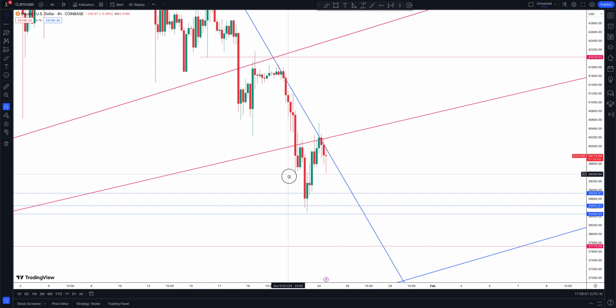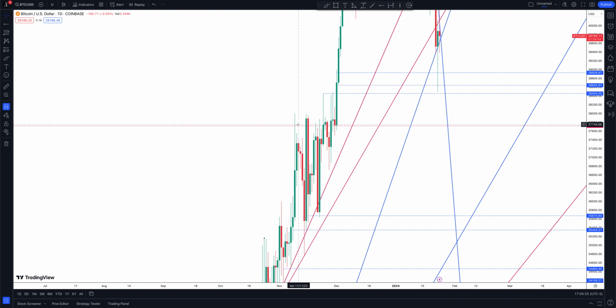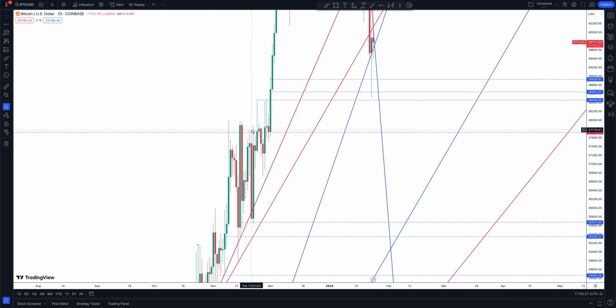So if we go back more, go back to this daily, I want to see where that daily level is back here. That's the swing low of the high. We can probably update this to something more relevant, left to right.